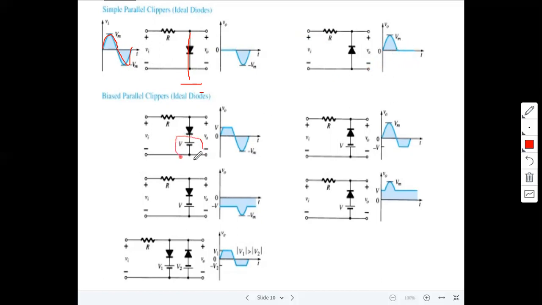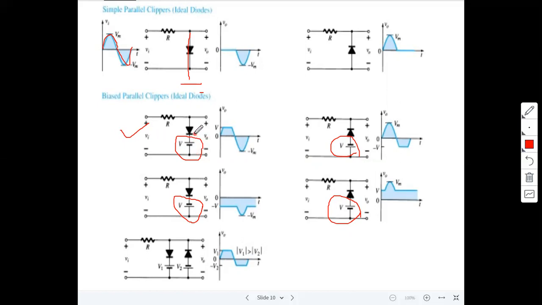Now these are all the biases. Positive bias, here it is a negative bias, here it is a negative bias, here it is a positive bias. Already we analyzed this circuit, right? I think that is the first circuit, right?